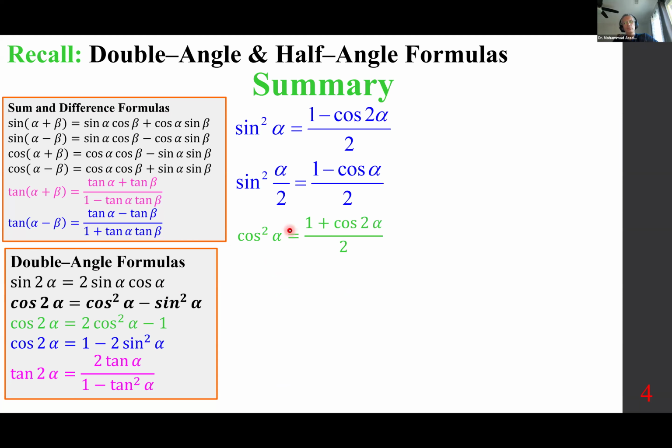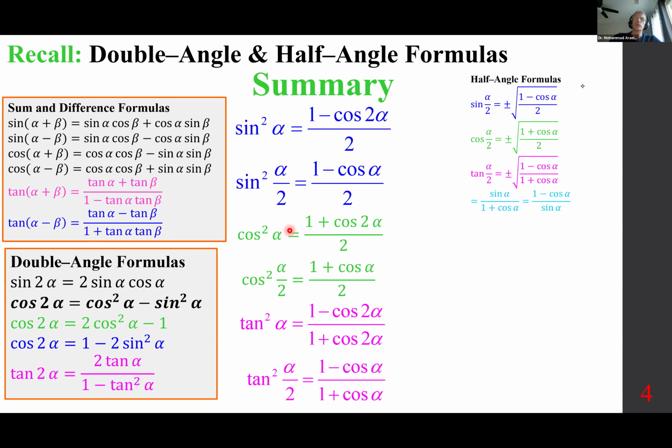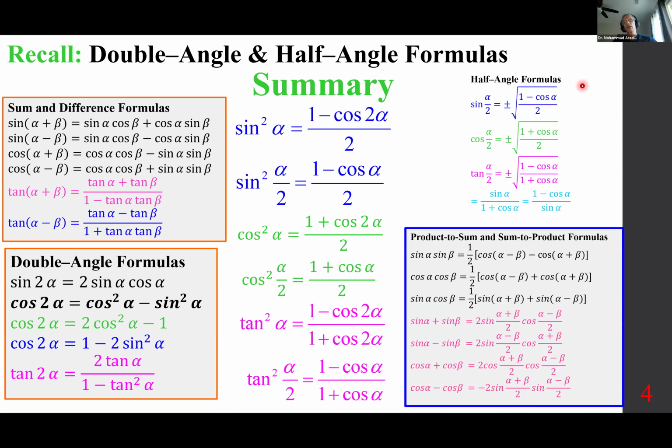Here, cosine squared alpha, and then cut it in half. And the ratio of sine to cosine gives you tangent. And then if you want to get to sine of alpha over 2 or any other one, you take the root plus or minus, and you decide positive or negative based on the quadrant. And here's a short summary of the product-to-sum and sum-to-product formulas.